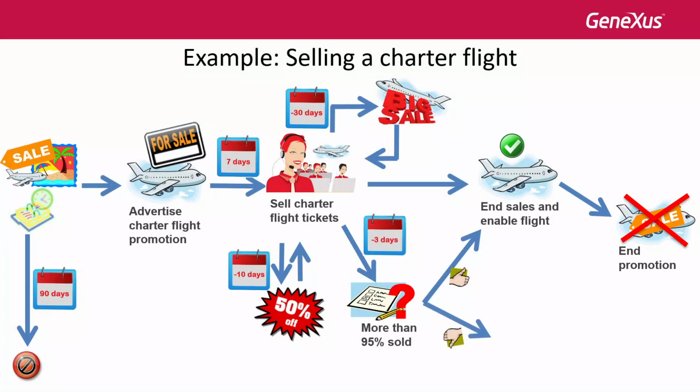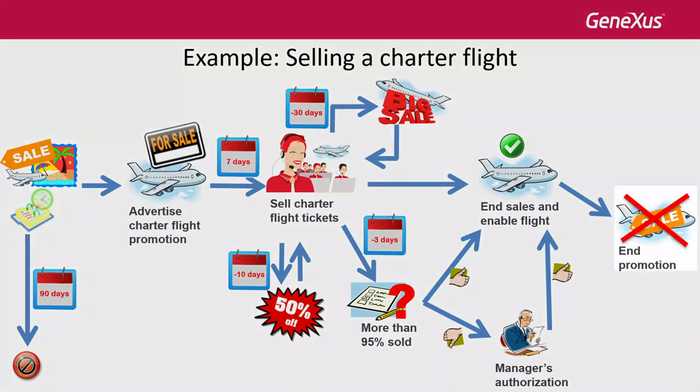If less than 95% of the flight tickets have been sold, an authorization from the travel agency's management is requested to check whether the flight will depart or be canceled due to not meeting the objective of selling most of the seats available. If the flight is authorized, it's enabled. In addition, the promotion is removed and the process is ended. If the travel agency's management does not authorize the flight, the promotion is removed and the process is ended. Let's see how we can model each of these time-related situations.